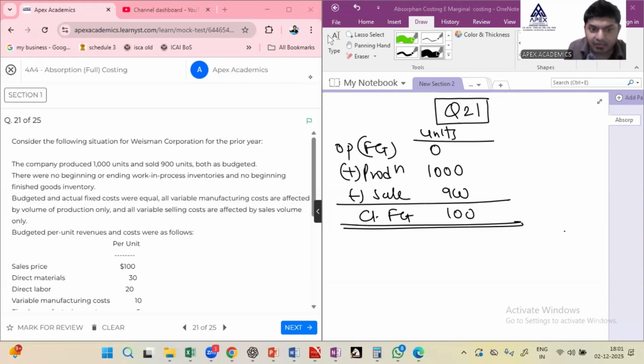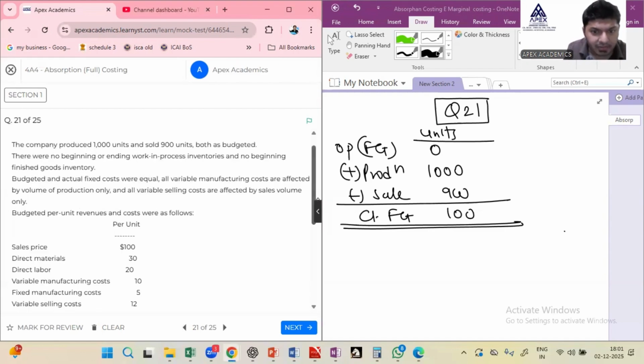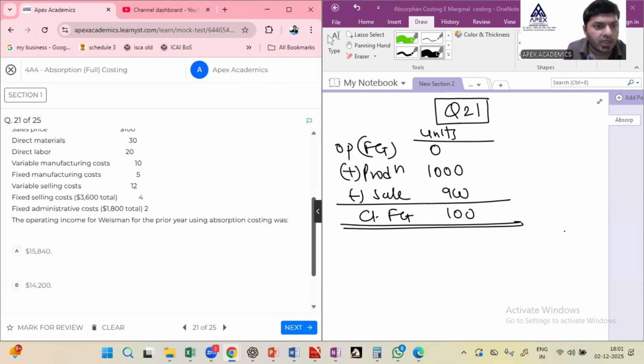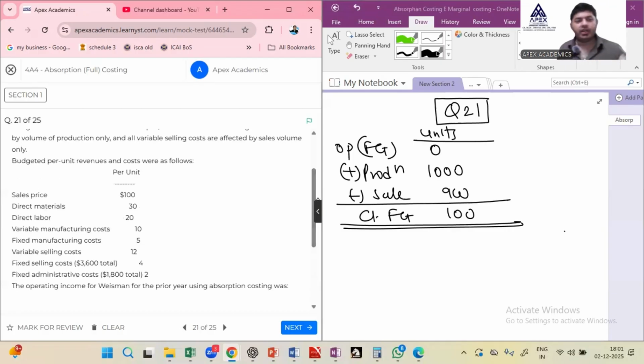Budgeted per unit revenues and costs are as follows. The sales price is given to you, the direct materials are given to you, the direct labor is given to you, the variable manufacturing costs are given to you, and the fixed manufacturing costs are given to you. Variable selling cost is given, fixed selling total cost is given, fixed administrative total cost is given. They are asking you what is going to be the operating income.